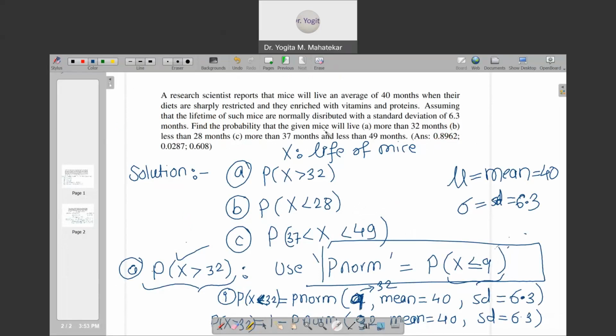B part is what is the probability that the mice will live less than 28 months. So less than 28 means we have to find the probability for lower tail. Lower tail is true, you can also say. So you can again use the pnorm command. So it will be pnorm 28 comma 40 comma 6.3.